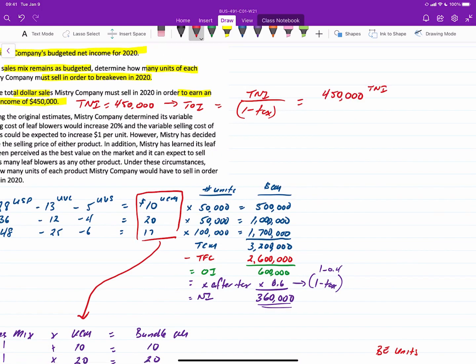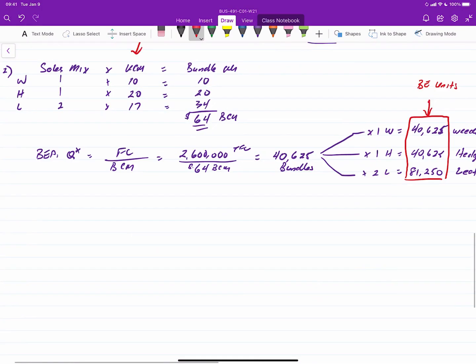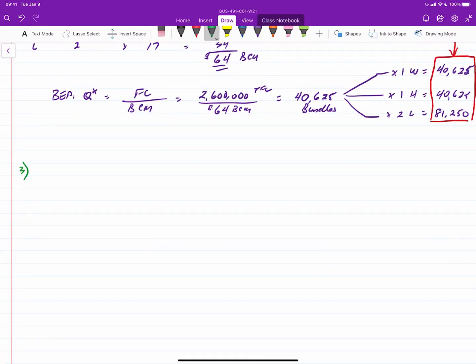Here, $450,000 of target net income divided by 0.6, which is 1 minus 0.4, will give us a target operating income of $750,000, which now we can use to solve our next requirement. So we know now that our target net income of $450,000 translates to a target operating income of $750,000. What I want to do is illustrate this using the contribution margin ratio formula instead of the break-even formula.